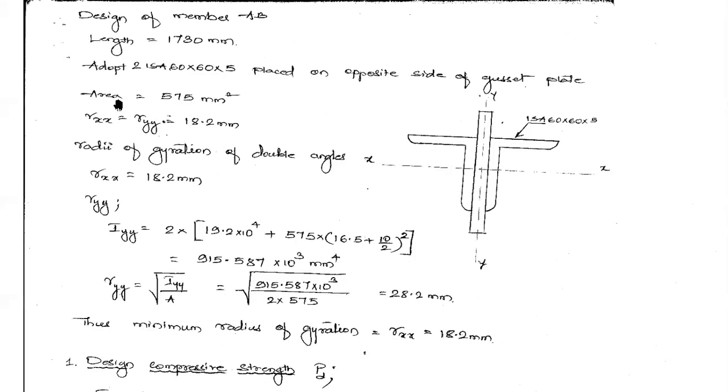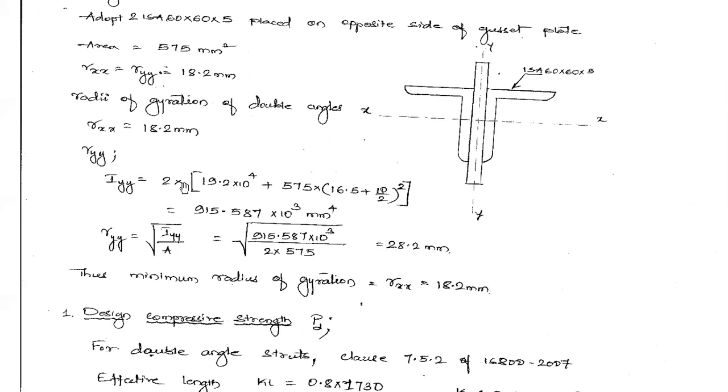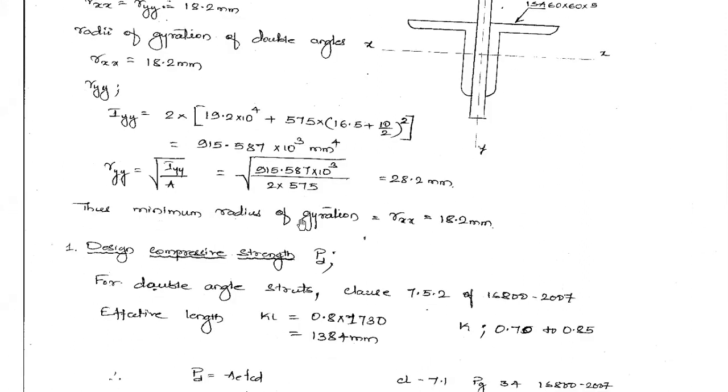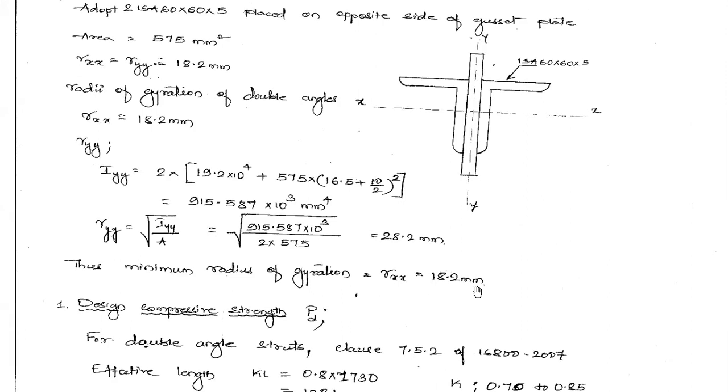Coming to the member design, a suitable member section has been chosen here purely by trial. For this member section, what we need to check is the least radius of gyration. You need to apply the knowledge of mechanics here, Rxx and Ryy, check which one will be least. We concluded that the minimum radius of gyration is Rxx. Now we'll proceed with the design part of this member.